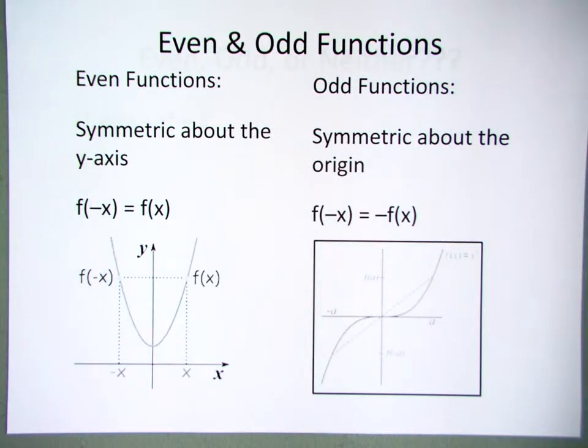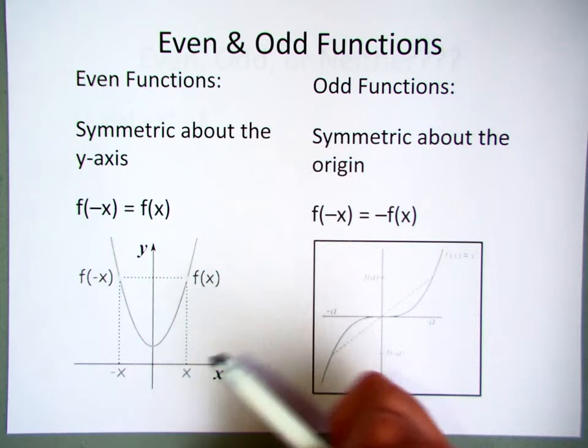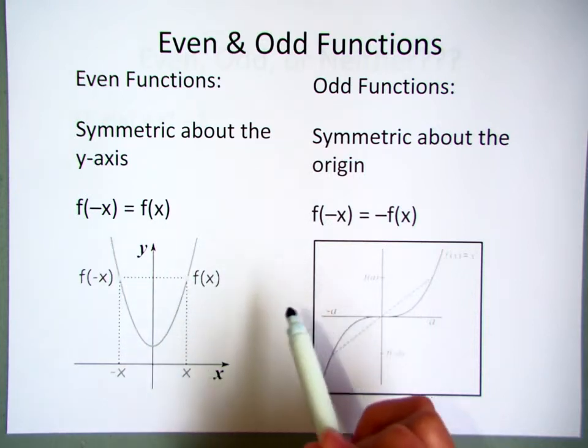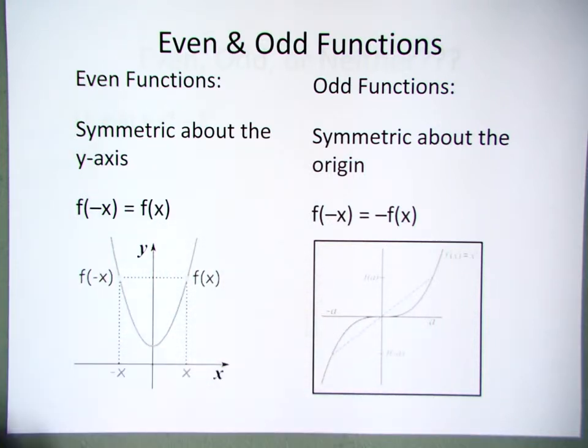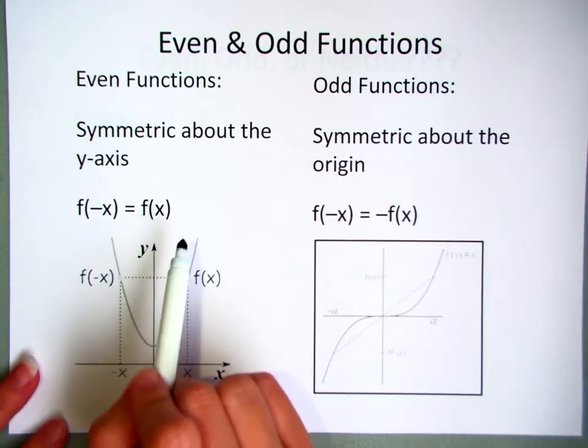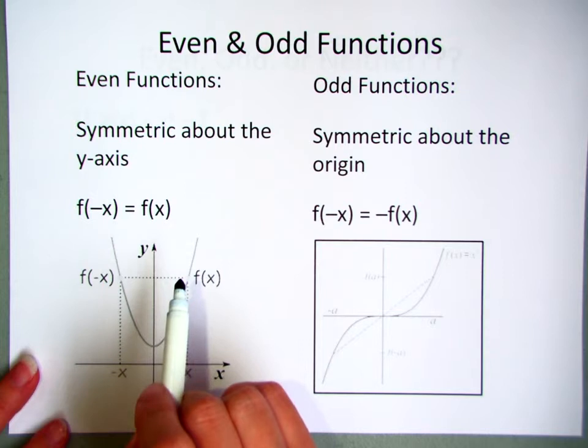This lesson is about even and odd functions. If you look at the two graphs that you're given here, we're looking at information that will tell us whether the function is even, odd, or neither. There are a few things about even functions. They're symmetric about the y-axis.